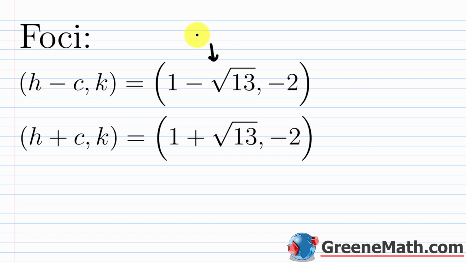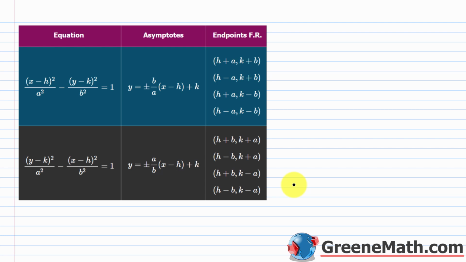So this right here on the graph, it's approximated. It's about -2.606. This on the graph is also approximated. So I'm going to say it's about 4.606. All right, let's take a look at finding the asymptotes and the endpoints for the fundamental rectangle. So we're going to be working with this top row right here. So we're going to need this guy right here and this guy right here.